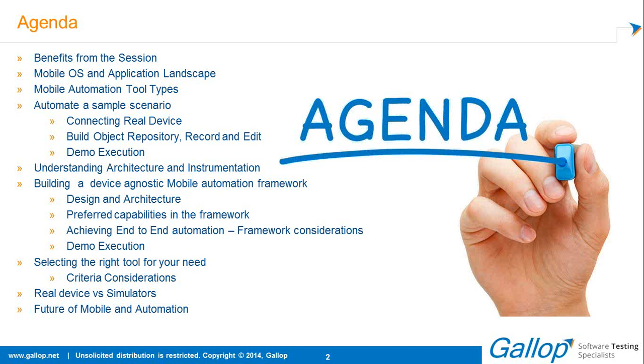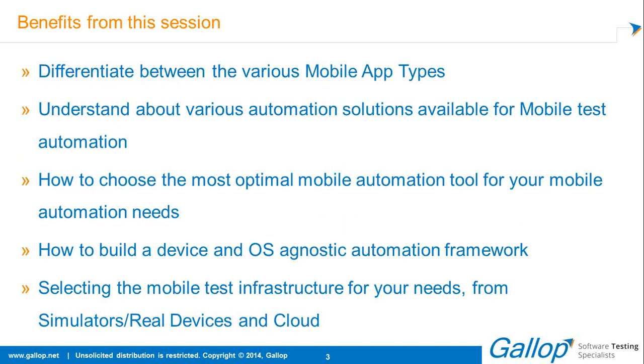And then we'll also discuss how the future of mobile would be and how automation would also evolve along with that. So with that, let's get into the benefits that you would gain from this session. After the session ends, you should be able to differentiate between the different mobile application types that you have around there, and you'll also be able to understand the various automation solutions available for mobile test automation. Also, we'll provide you some considerations or guidelines to choose the most optimal mobile automation tool for your automation needs.